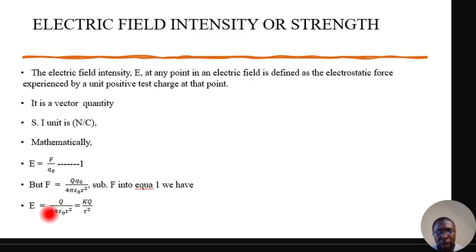So another way of writing electric field intensity is what? KQ over r squared. All these formulas are expected to be known. That's why we're introducing them.